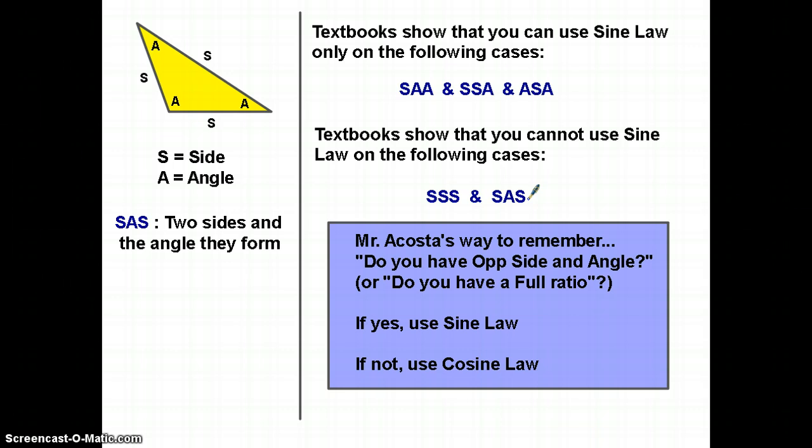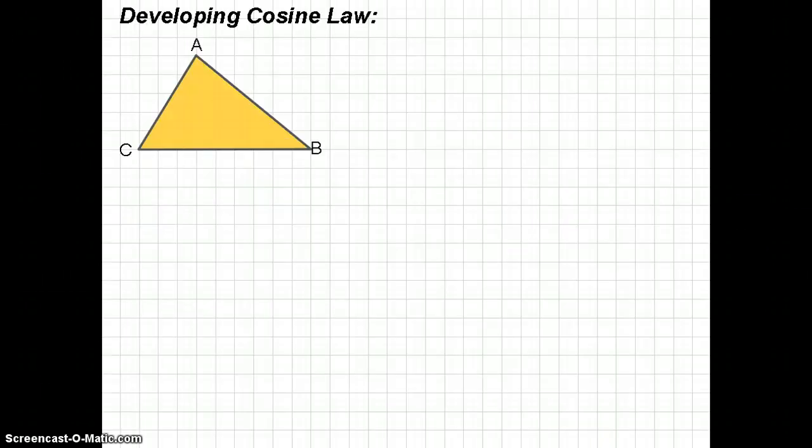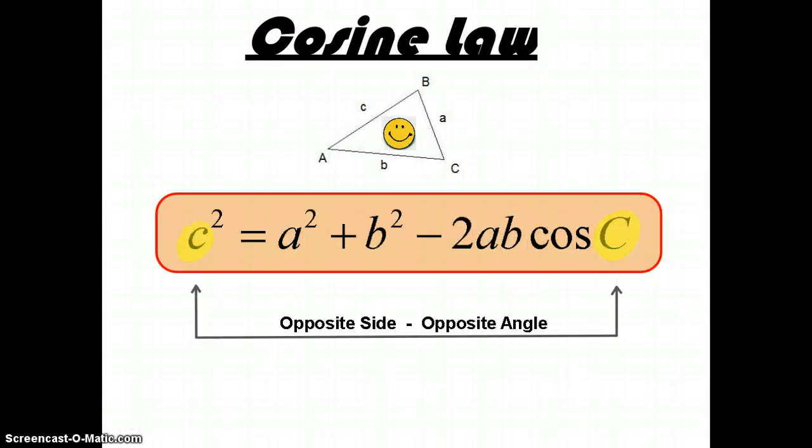So we're going to ask: do you have the opposite side and opposite angle? If yes, use sine law. If not, use cosine law. Much easier for us. So developing cosine law will appear on your PDF. Check that out, see how it goes, but I won't ask you to repeat it.